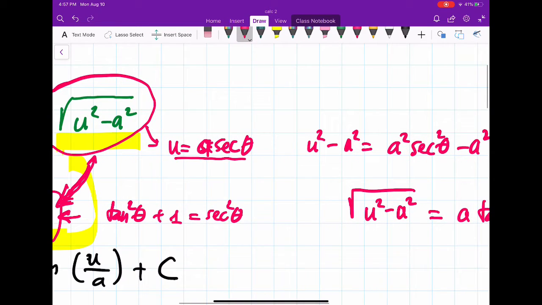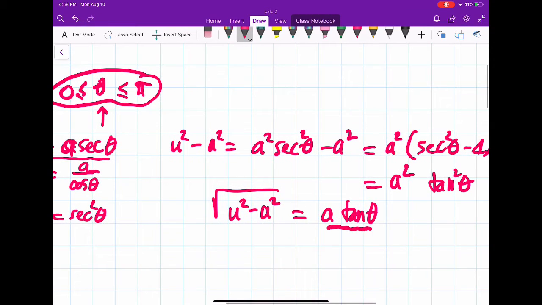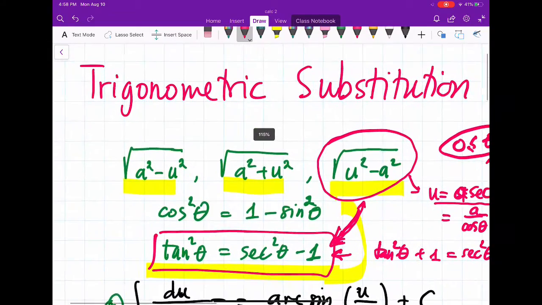Okay. Of course, when you do substitution, you need to choose theta. In this case, you would choose theta between 0 and pi, so that the function will have an inverse. Because sec is 1 over cosine theta, and cosine theta has an inverse on the interval 0 to pi, and on that interval tangent is positive. Don't forget that.